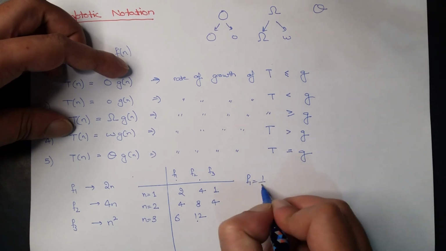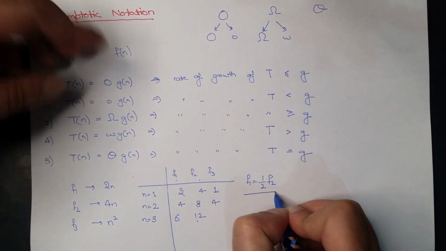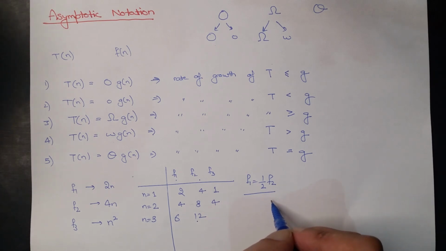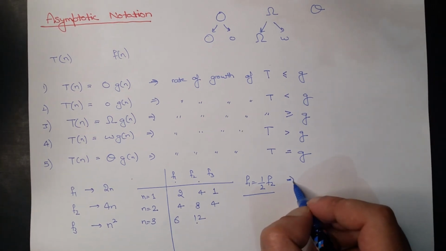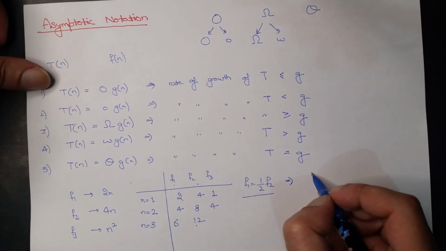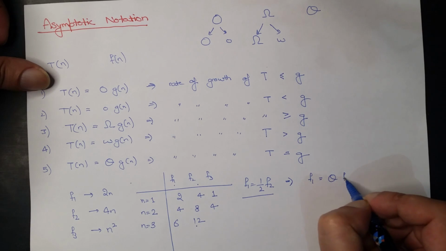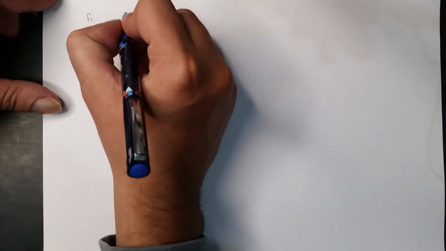So f1 is half of f2. When a function can be written as a constant multiplication of another, then this would mean that the growth rate must be the same. So f1 is theta of f2.